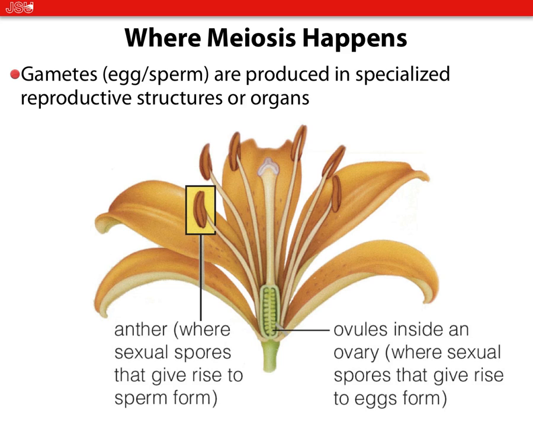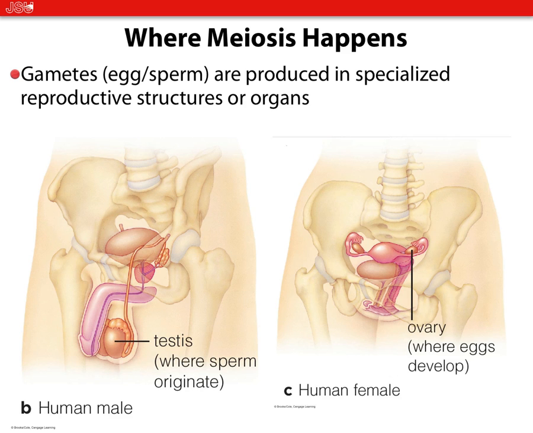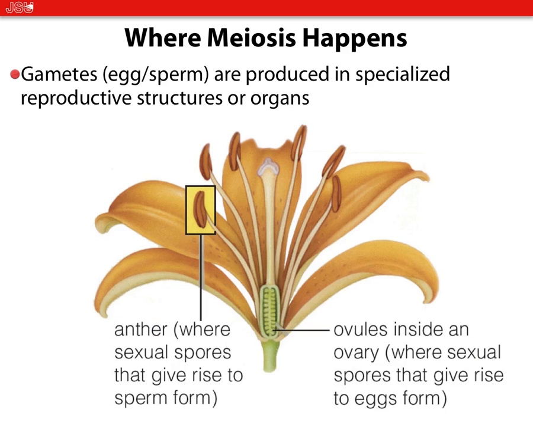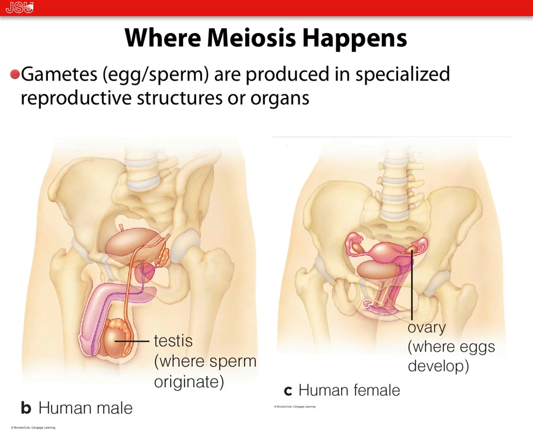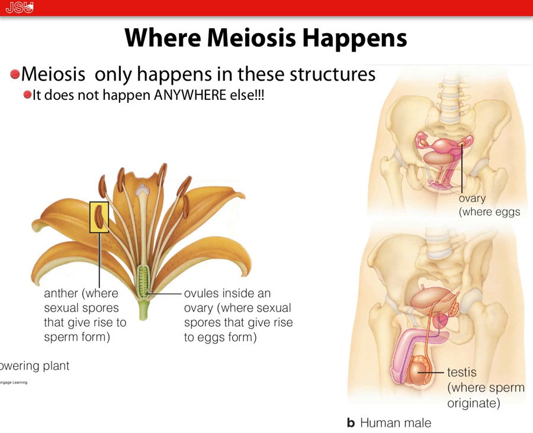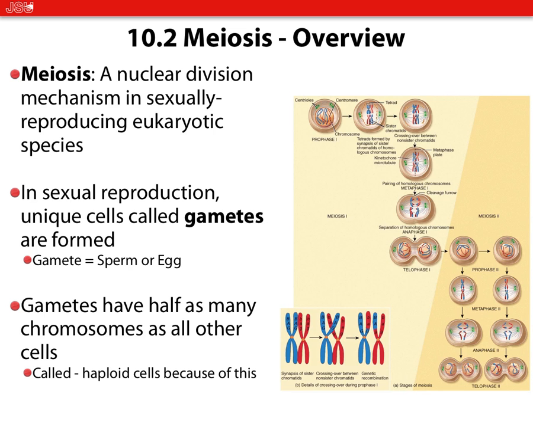Where does meiosis happen? Meiosis happens in reproductive organs. In a plant it's going to happen in the anthers and the ovules, in the males, the testes, and in the females, the ovaries. These are the only locations where meiosis happens, guys. The only place. Everything else, mitosis happens, what we talked about last chapter. Important you know where meiosis happens. In the gametes, or the formation of gametes. Know where meiosis happens.